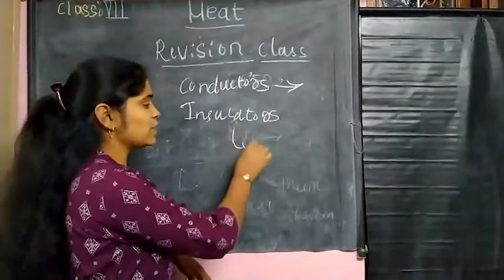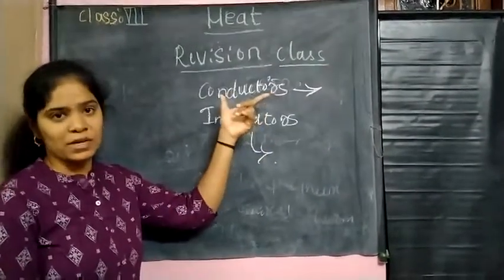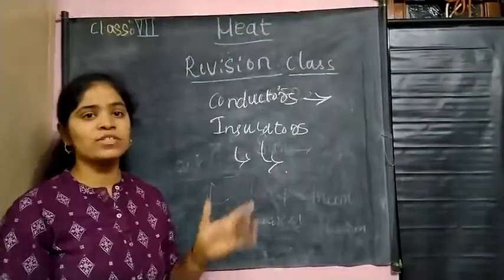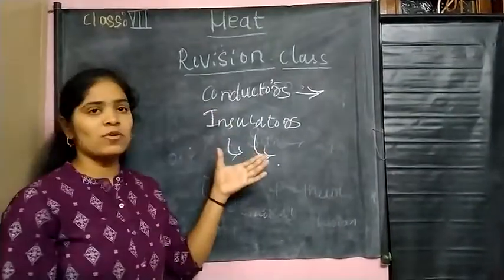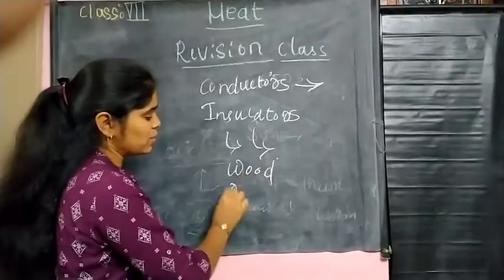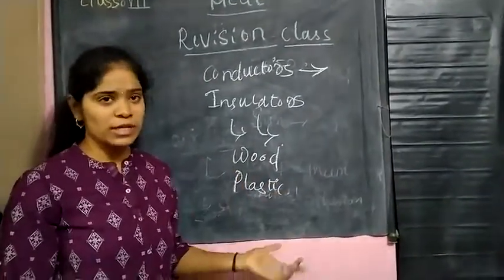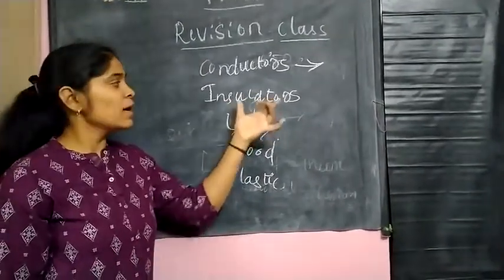Another one is insulators. Insulators are exactly the opposite of conductors. They are materials which will not allow heat and electricity to pass through them. Examples are wood and plastic. These materials will not allow heat to pass through them, so they are called insulators.